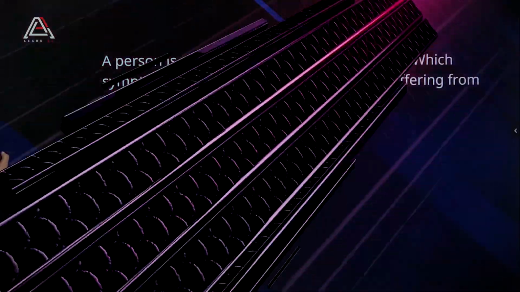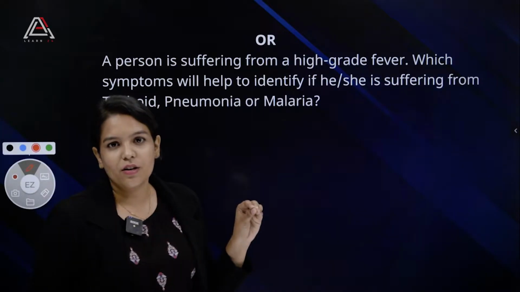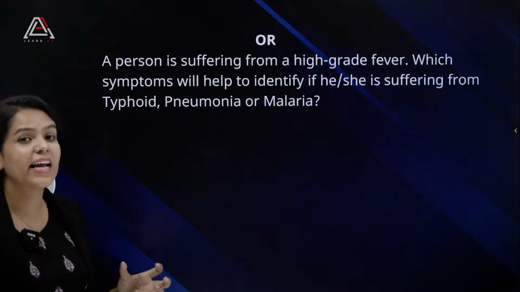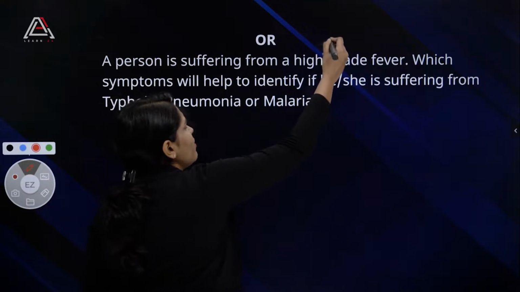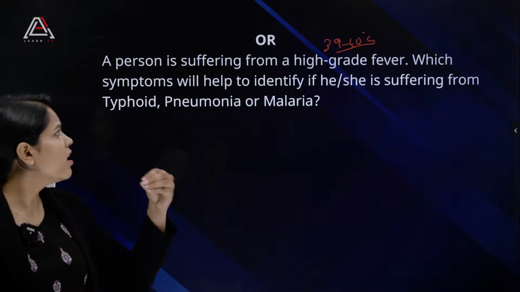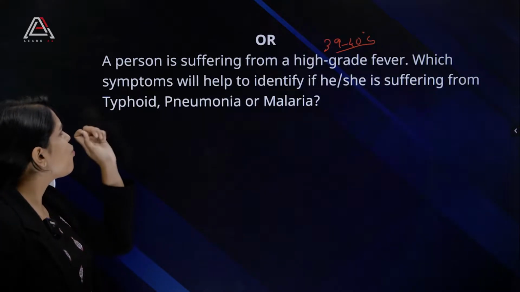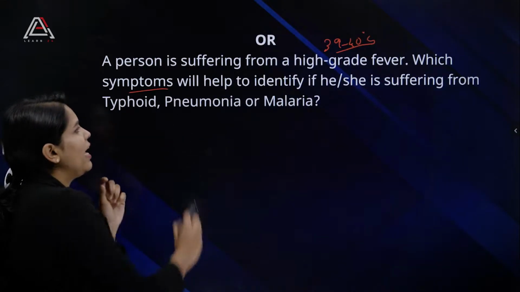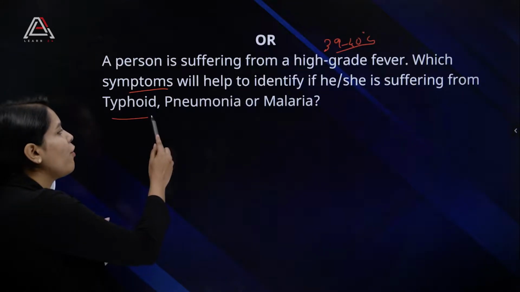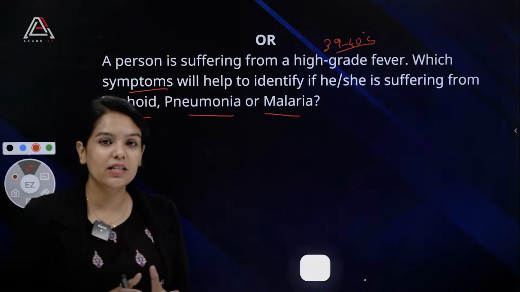Okay, moving on to the next question. This is the OR part of that particular question, so let's see what it says. A person is suffering from high-grade fever. High-grade fever is usually about 39 to 40 degrees Celsius. You can say that. The question asked here is: which symptoms will help to identify if she or he is suffering from typhoid, pneumonia or malaria? A very simple, direct question.